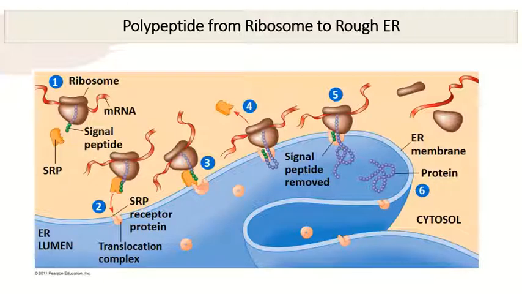You have the signal peptide at the ribosome, and here comes the signal recognition particle that binds to the signal peptide, bringing the ribosome to the surface of the ER, to the ER membrane. This SRP will attach to the SRP receptor protein and will open up the channel, and then the polypeptide will be sent out of the ER, going to the outside where the polypeptide will be released at the ER lumen.